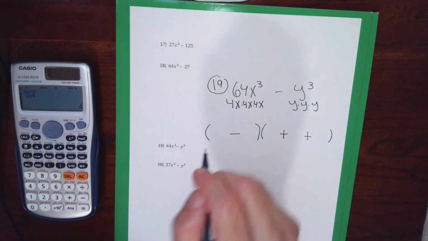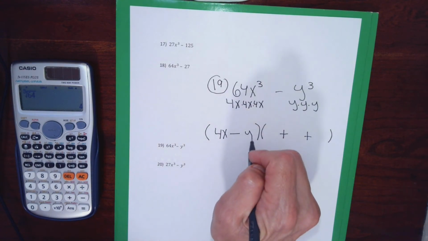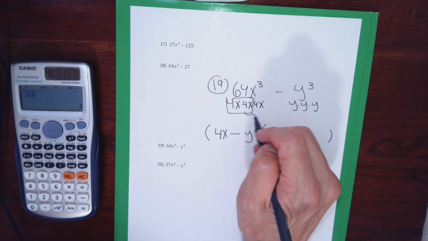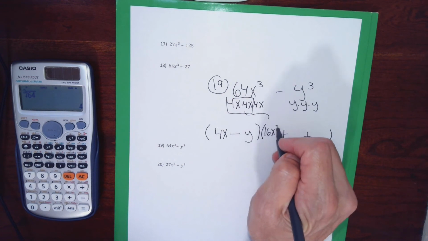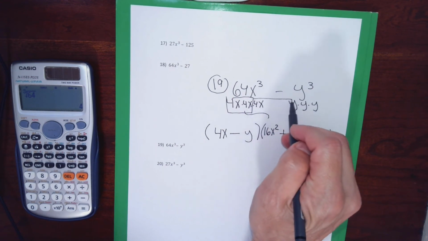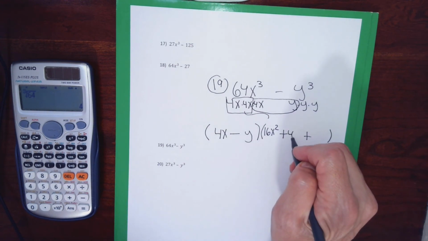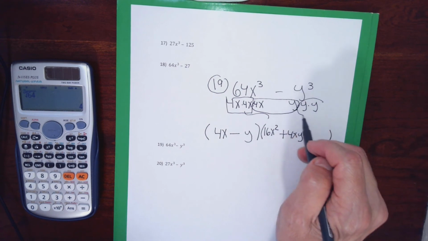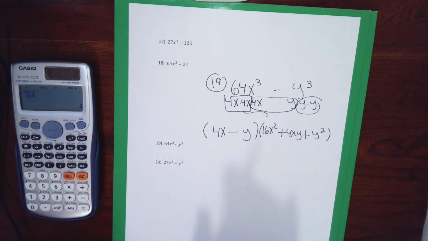First parentheses, 1 from each grouping. 1 of the 4x's, 1 of the y's. Second parentheses, I multiply the 4x times 4x and get 16x squared. Then I multiply the 4x and the y and just leave those written next to each other as 4xy. And then I end off with y times y, which is y squared. Second parentheses is always prime.